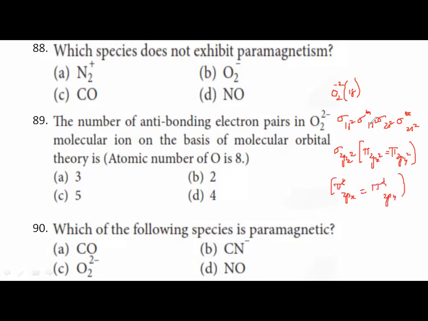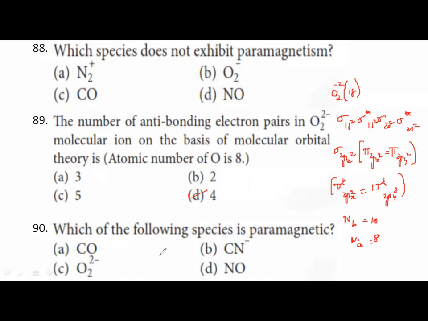I'll fill it accordingly: 2, 4, 6, 8, 10, 12, 14. So here also 2, here also 2, 16, 18. So how many bonding electrons? 2, 4, 6, 8, 10 are bonding. How many antibonding electrons? 2, 4, 6, 8. So antibonding electrons are 8. They have asked pairs, so it is 4 pairs of antibonding electrons.